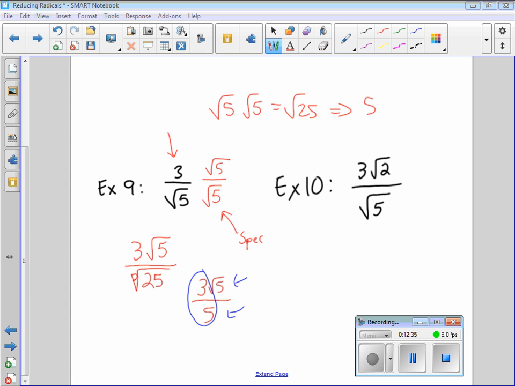Take a look at number 10 and see if you can do number 10 on your own. Put me on pause. So I'm hoping that you said you're going to multiply by your special 1, right? Then I end up with 3 square root of 2 square root of 5 all over 5. Now the top has multiple radicals, so I'm going to combine those radicals. So square root of 2 times square root of 5 is the square root of 10 all over 5.